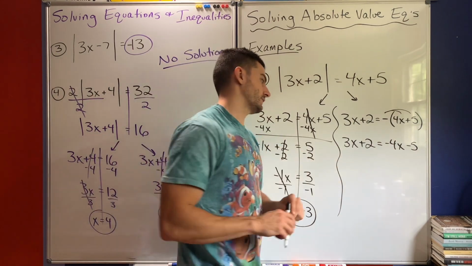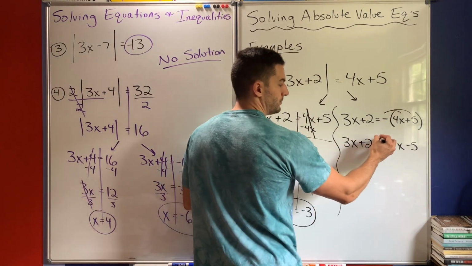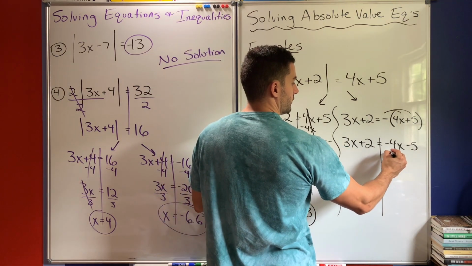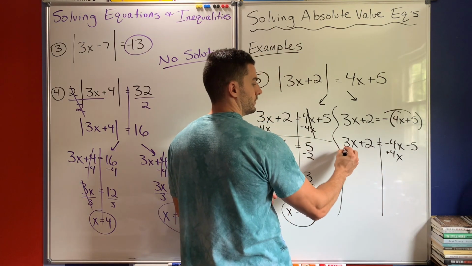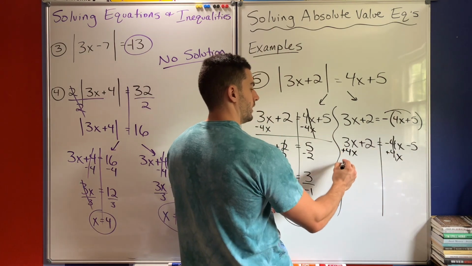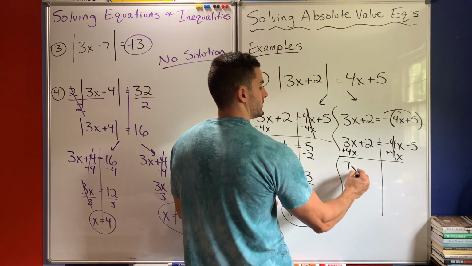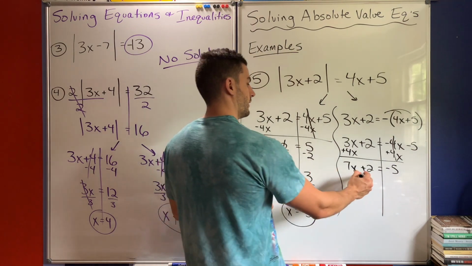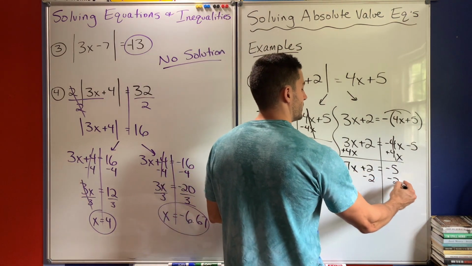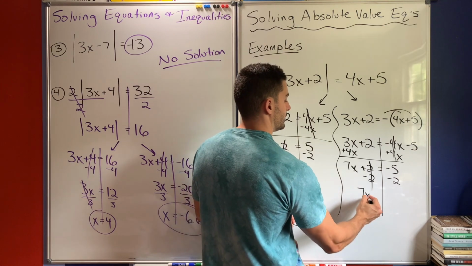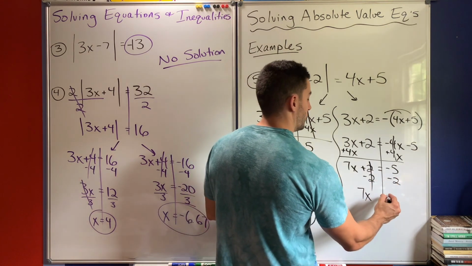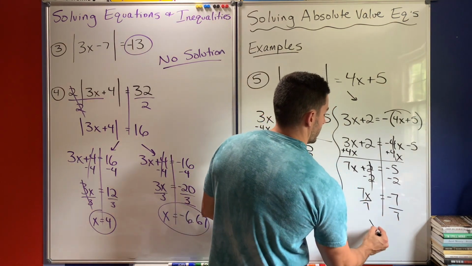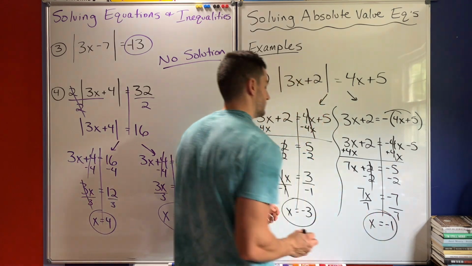Okay. Now my other answer comes from this one, right? I did the first step already. But to finish it out, same steps. I plus 4x to cancel out this minus 4x over here. And I get 7x plus 2 equals negative 5. Okay. And then I minus 2 from both sides. I get 7x equals negative 5 minus 2 more gives me negative 7. And then I divide by 7. And I get x equals negative 1.